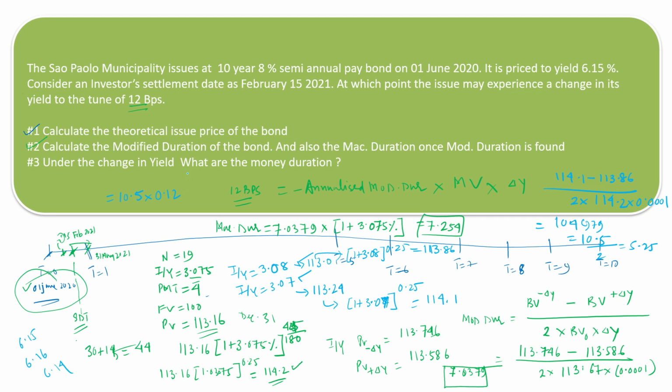So this becomes 1.26%. So 1.26% is the percentage loss if the bond experiences a change of 12 basis point either on the plus side or on the minus side. If it is an increase of 12 basis point, then the portfolio will suffer a loss of 1.26%. If it's a decline of 12 basis point, then the portfolio will gain 1.26%.